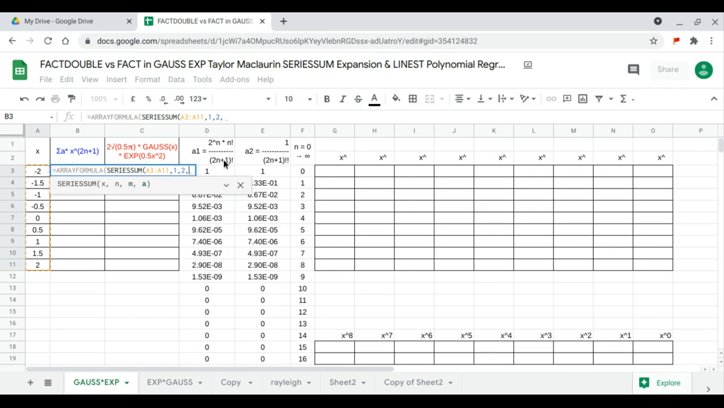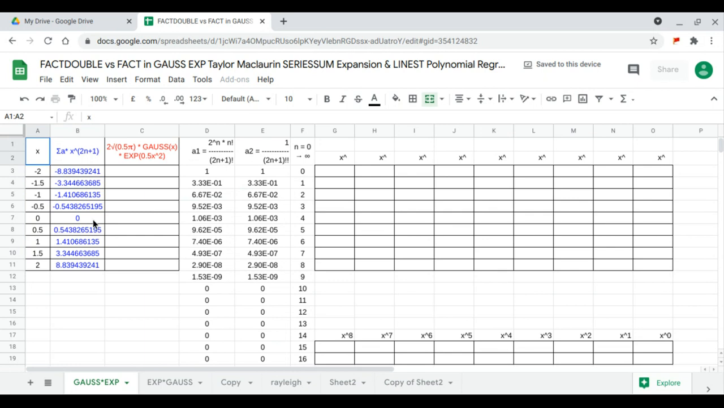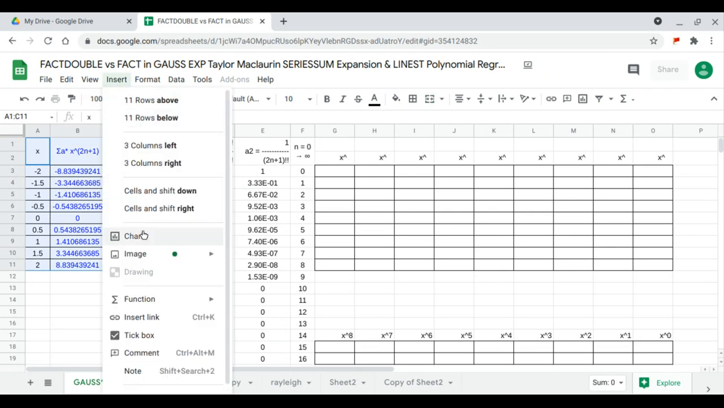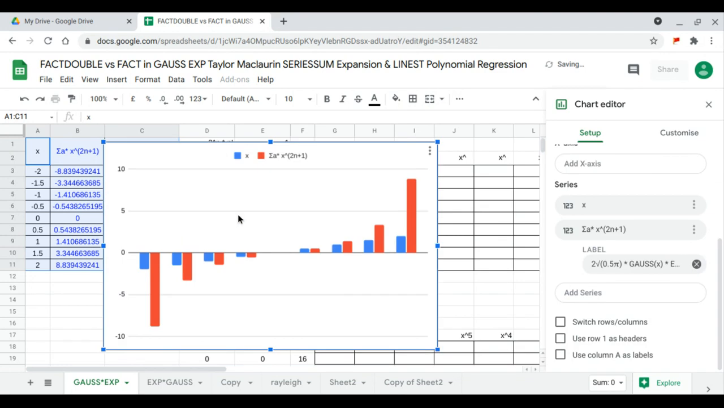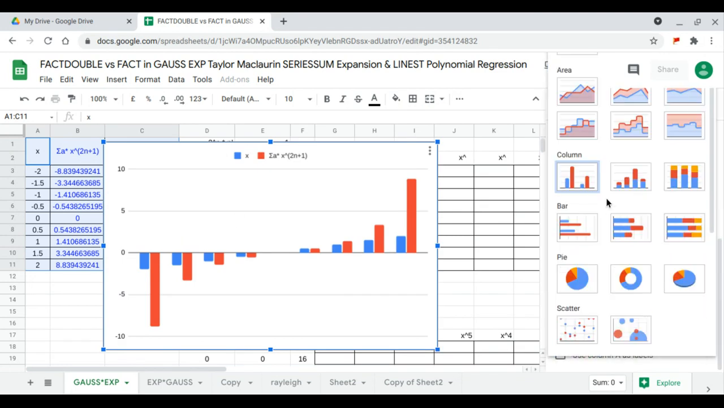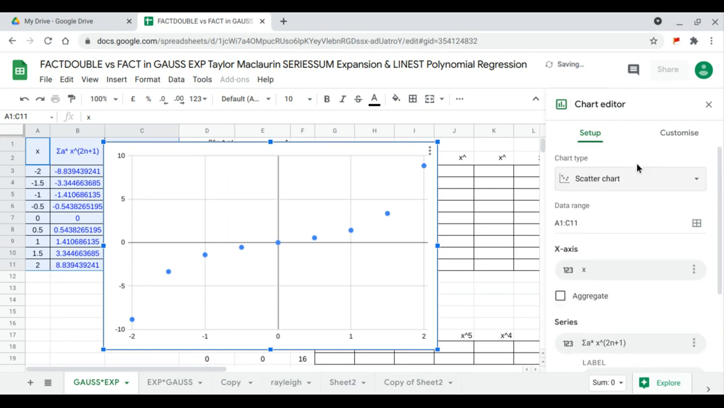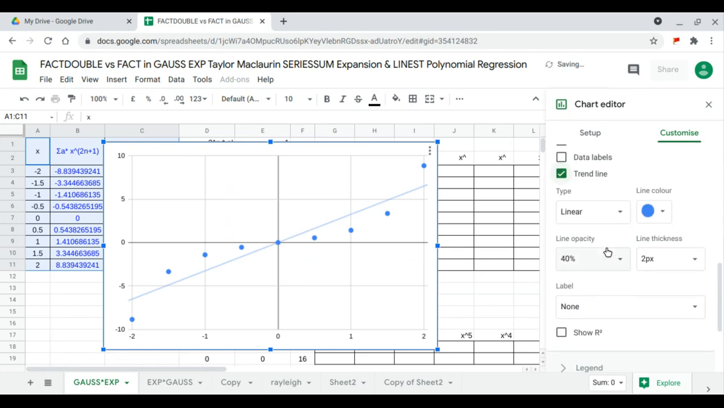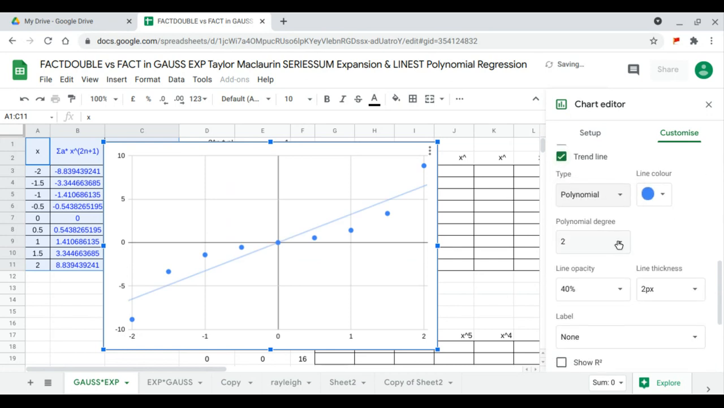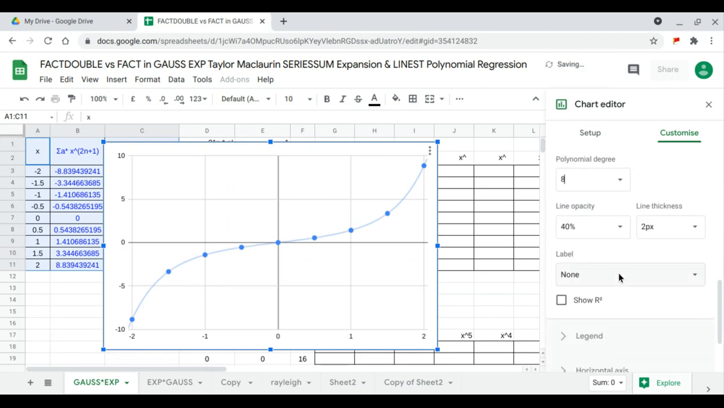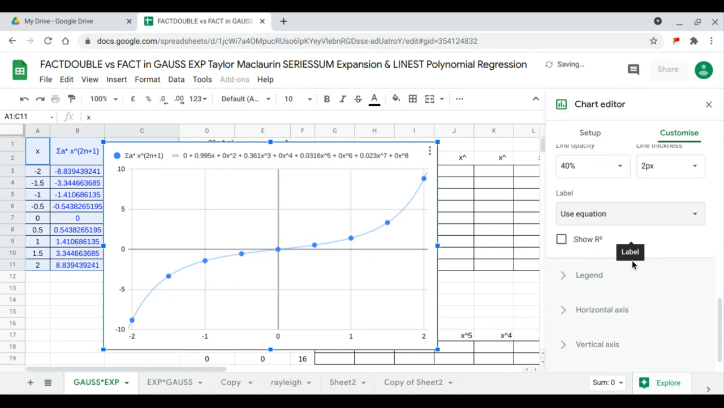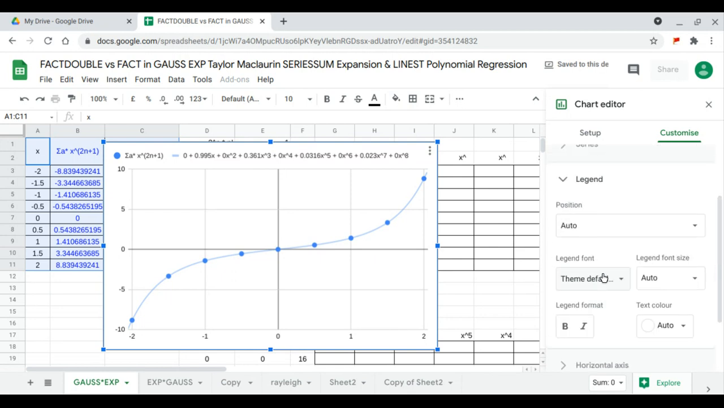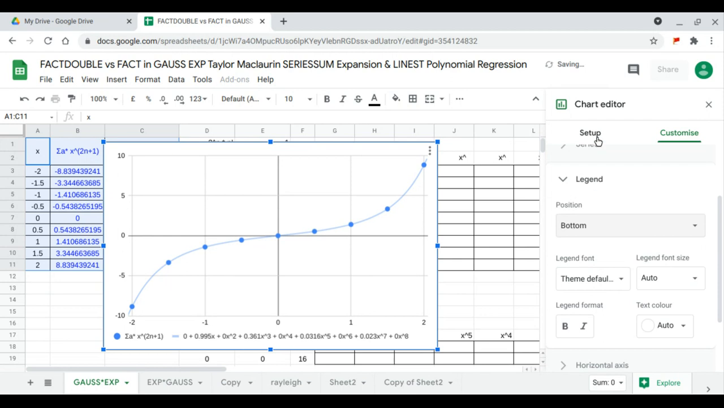And the coefficient, you can choose the factorial or the double factorial. We'll choose the double factorial first. And enter. And we'll chart this. Insert chart. And we'll use scatter chart. And show the trend line. So series, trend line, polynomial to the 8th degree. Use the equation as label. In the legend, position at the bottom.